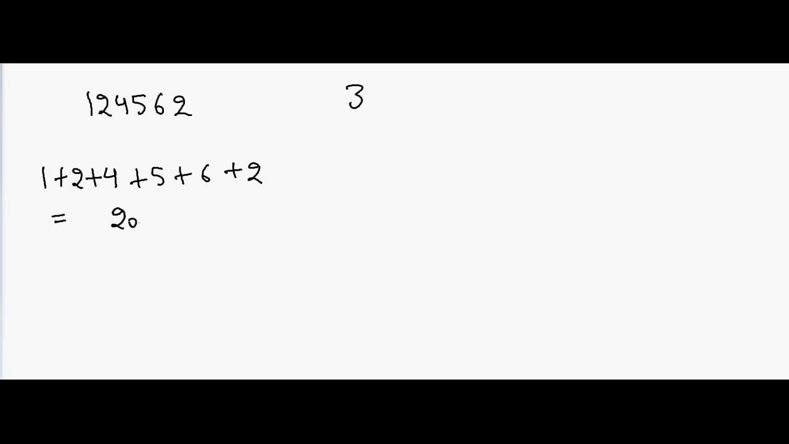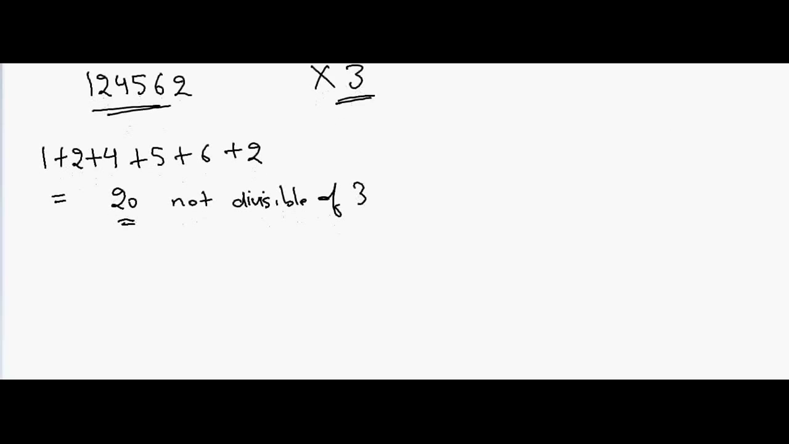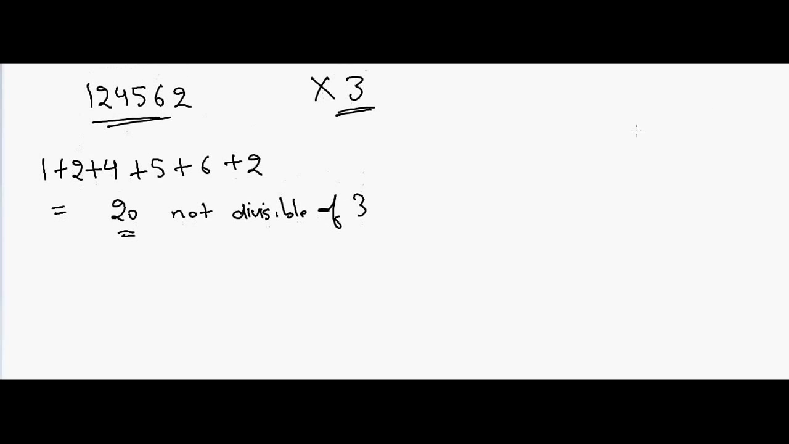So as you can see, 20 is not divisible by 3, so it is not a multiple of 3. So that's why this number will not be evenly divided by 3. So it cannot be evenly divided by 3. So what should the number be if it has to be divided by 3?